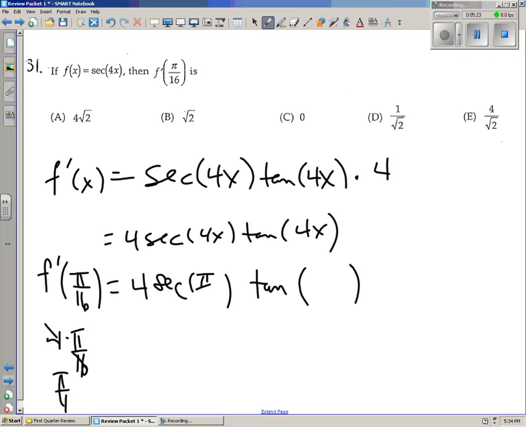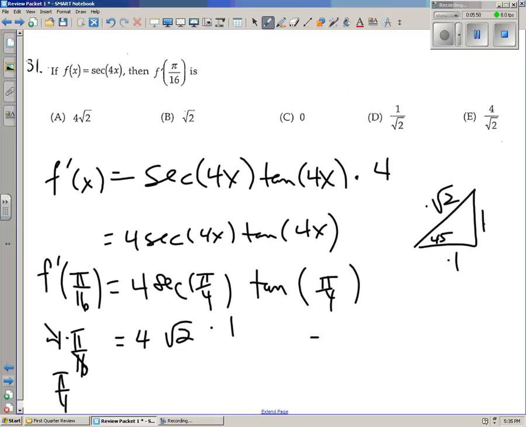So this requires our special rights, our 45-45-90 special right. The secant is the reciprocal of cosine. So cosine is adjacent over hypotenuse. This would be hypotenuse over adjacent, otherwise known as radical 2 over 1, or just radical 2. And tangent would be opposite over adjacent, 1 over 1, so that's 1. So this just comes out to 4 radical 2.